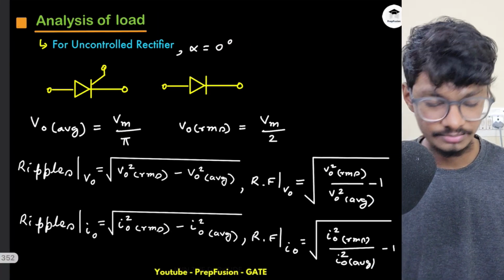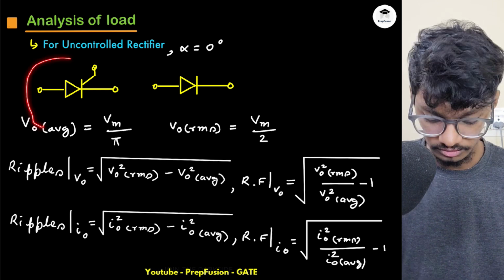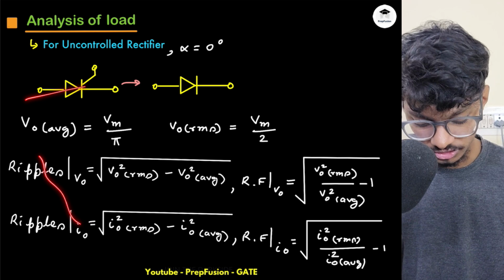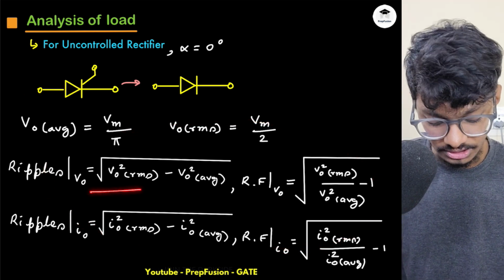And IORMS is simply VORMS by R. Like I have already explained, you put alpha equals to 0 and you can convert from a controlled to an uncontrolled rectifier. So put alpha equals to 0 and all the expressions will be present, and these are just the ripple factor, all those things. So this you can derive.